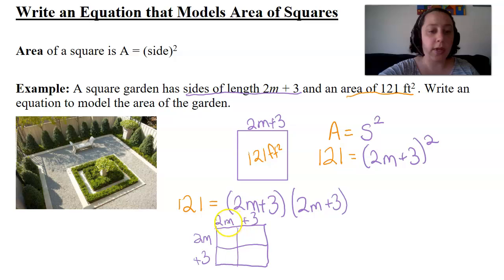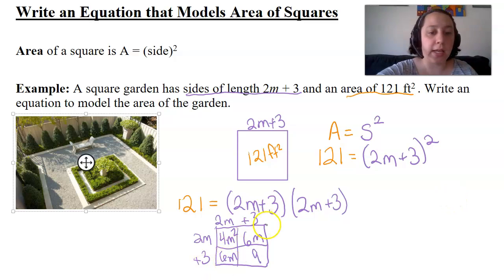Now if we do 2m multiply 2m, that's 4m squared. 3 multiply 2m is 6m. 2m multiply 3 is another 6m. And 3 multiply 3 is 9.